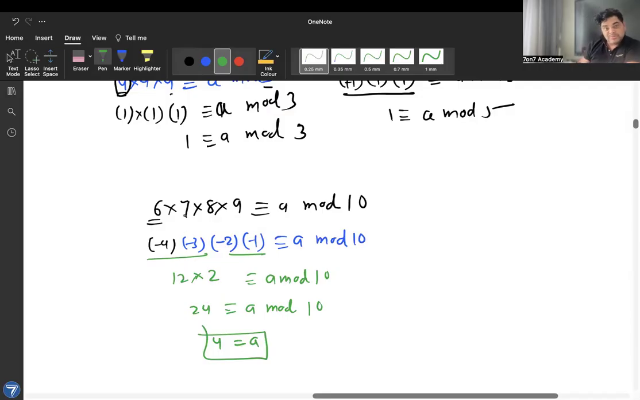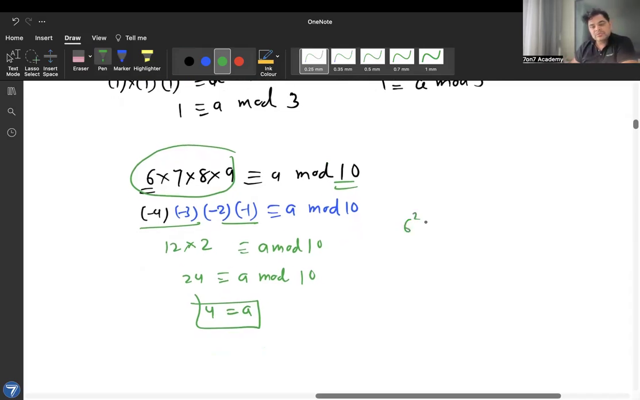So when you multiply these big numbers and divide by 10, you are just getting the unit digit. Agree? So the unit digit of this is going to be 4 if you multiply all of them.